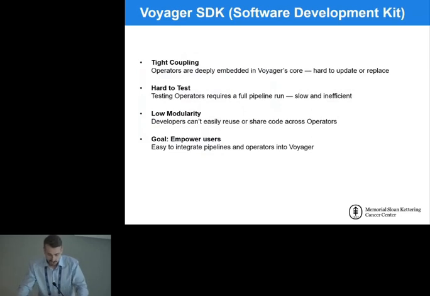So this architecture had a couple of problems. The biggest one was that operators were deeply embedded in our Voyager core, and that made them hard to update and replace. It was also pretty hard to test because you need to set up the whole Voyager in order to run those tests. And that code was not really reusable between the operators.